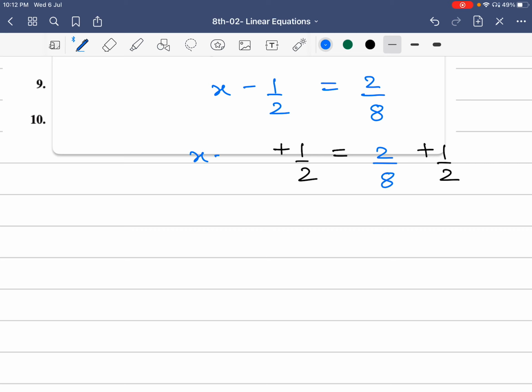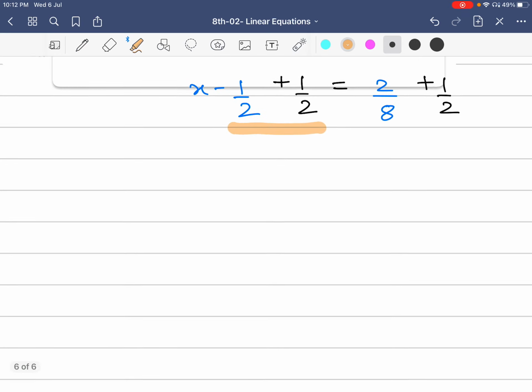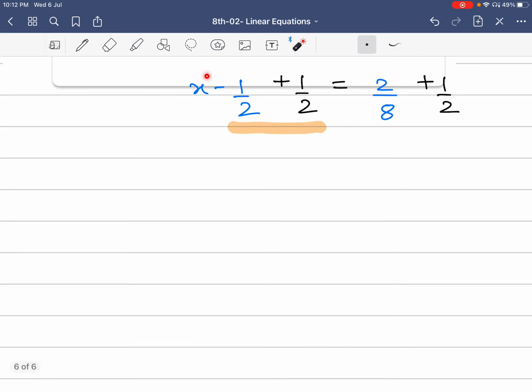So this is my x minus 1 by 2. Once again, minus half plus half, they will cancel each other out, and what remains is just this x. So we have x equal to 2 by 8 plus 1 by 2. Now we have to solve this addition of rational numbers, which is quite straightforward.